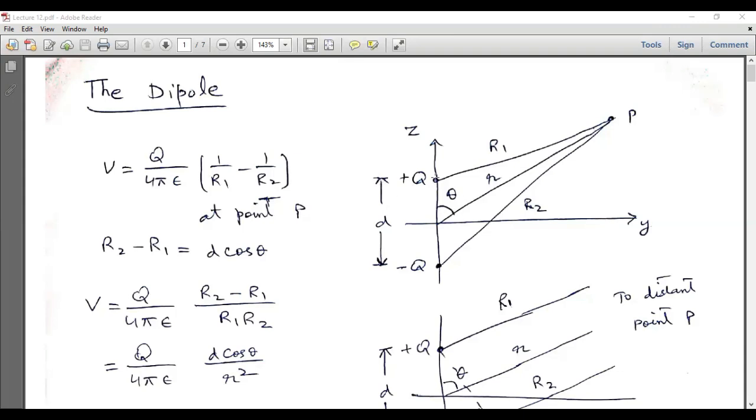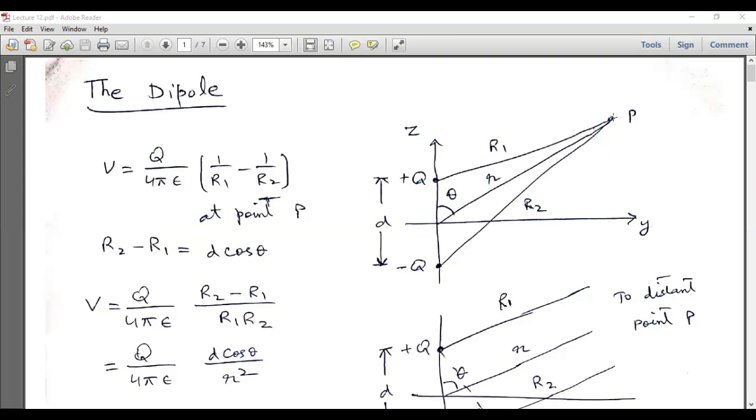Here we are given a dipole in which a positive q charge is located over here and a negative q charge is located over here. The dipole axis is the z axis, and the separation between these two charges is d. The orientation of this dipole is along the z axis because both of these charges are on the z axis. At this point P, which is located far away from this dipole compared to the distance between these two charges, we have to evaluate the expression for potential and electric field.